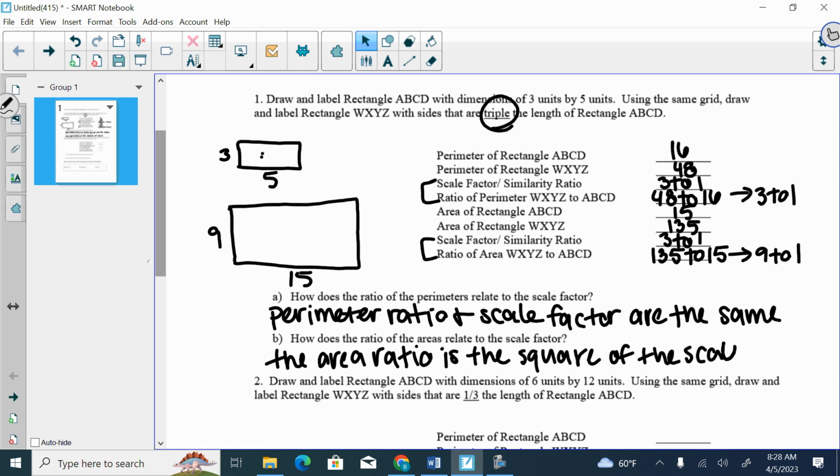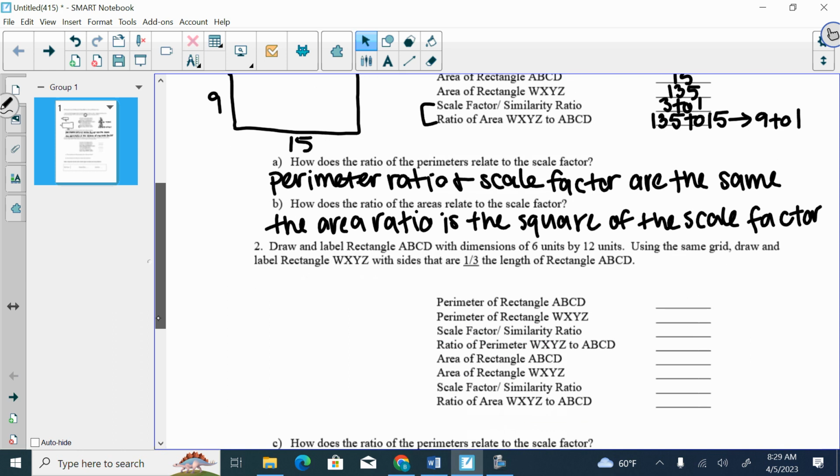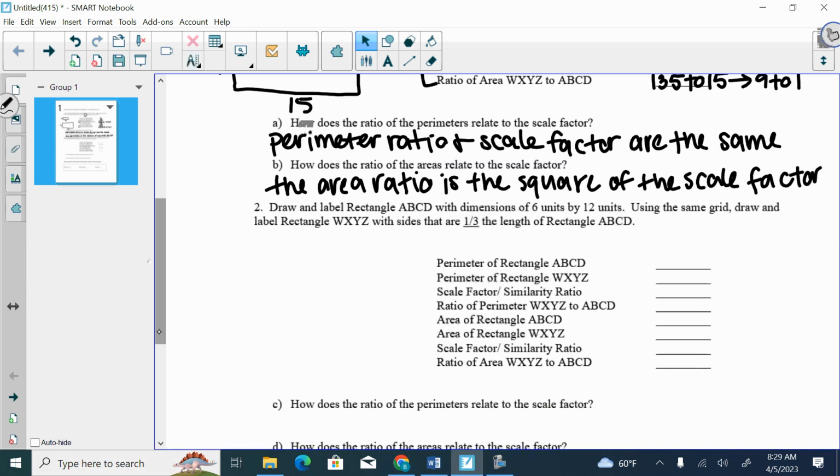All right, let's look at one more and see if we can establish a pattern between these. So on the next one, it says we're going to draw a rectangle that has dimensions of 6 by 12 for ABCD. And then draw another rectangle that has 1/3 of that length. Well, what's 1/3 of 6? 2. And what's 1/3 of 12? 4. So we'll draw a 2 by 4 for the second one.